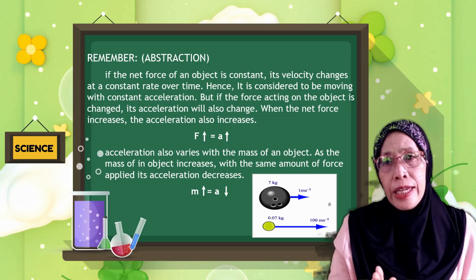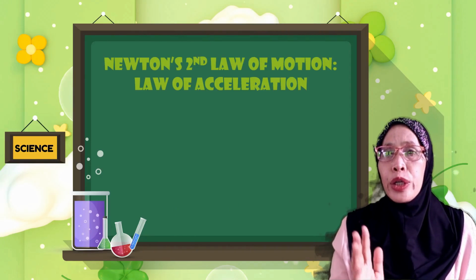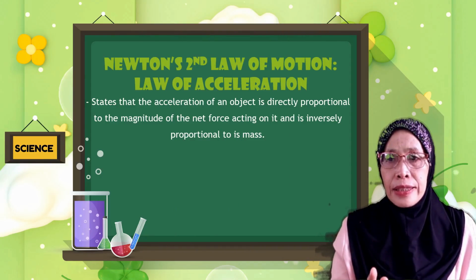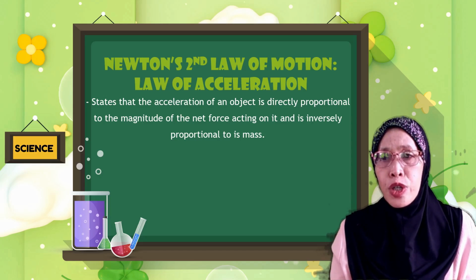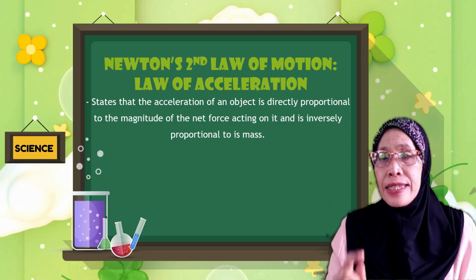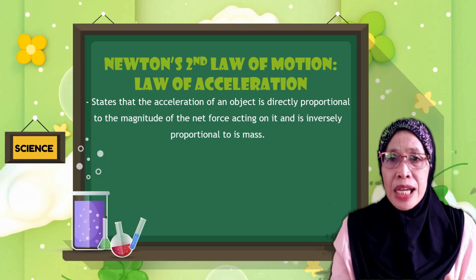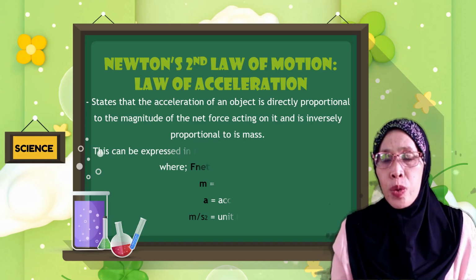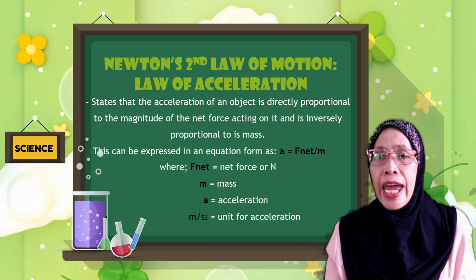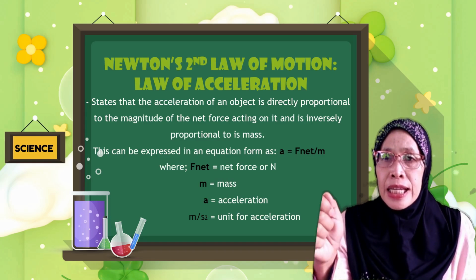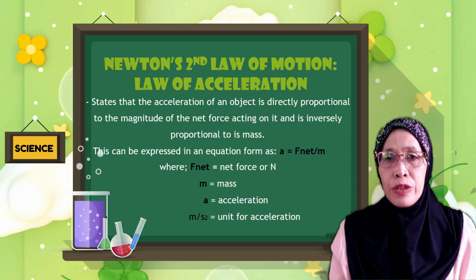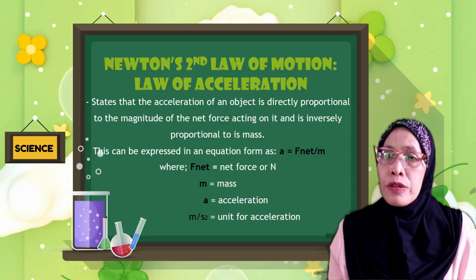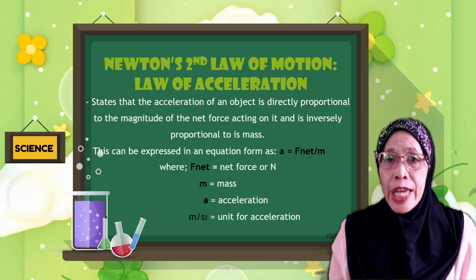We can therefore say that the second law of motion, or the law of acceleration, states that the acceleration of an object is directly proportional to the magnitude of the net force, which is the unbalanced force, and is inversely proportional to its mass. This can be expressed in an equation form. a = F_net / m, where a is the acceleration, F_net is the net force, and m is the mass of an object. The unit for acceleration is meter per second squared.